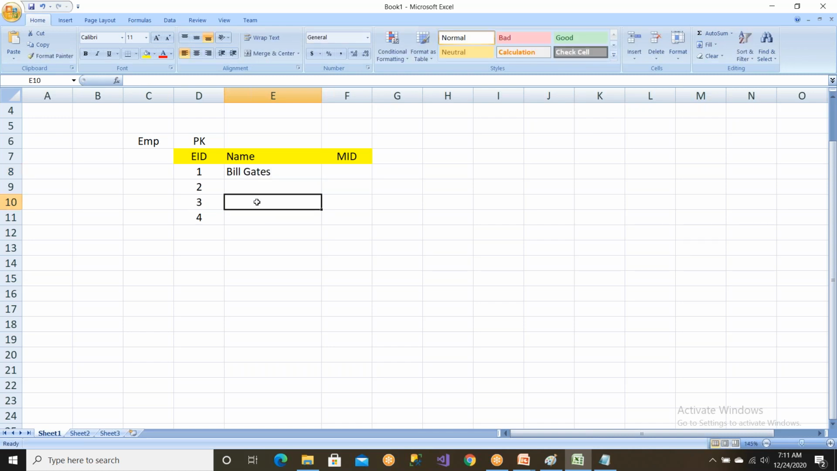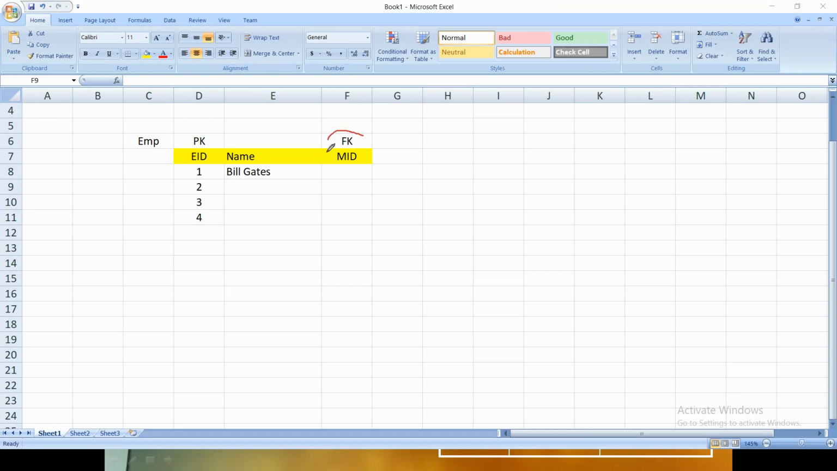So Bill Gates is the employee, the first employee in the company. Now I have a primary key, employee ID, and this is what is called a foreign key that I'm going to be creating. Foreign key is referring its own table's primary key. This is something new that you need to understand. Why? Manager is also an employee. Clear?